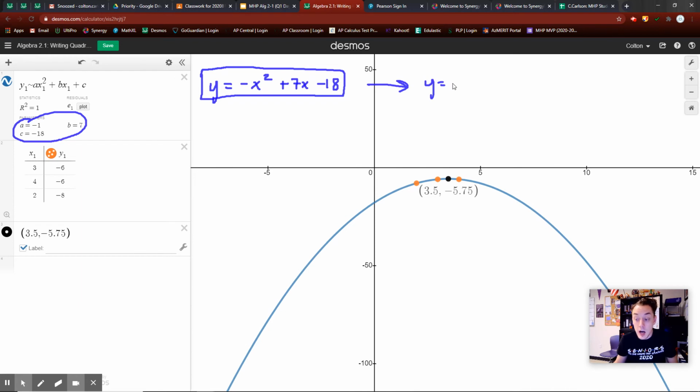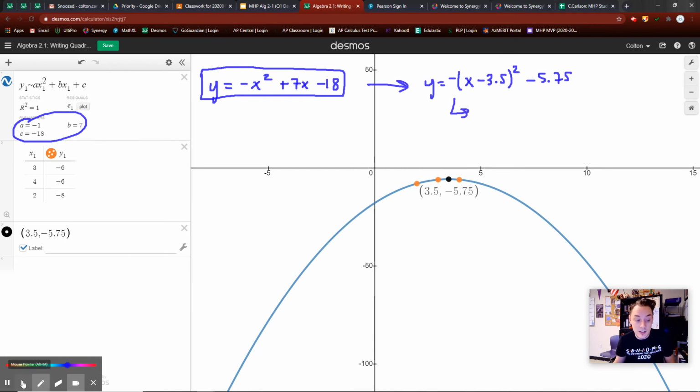And great, awesome. So let's put that in vertex form. So my a is actually a negative 1. So I'm actually just going to put the negative there. But this is going to be x and then minus 3.5. And then this is going to be squared and then minus 5.75. Even if you wanted it in fractions, you could, which is awesome.